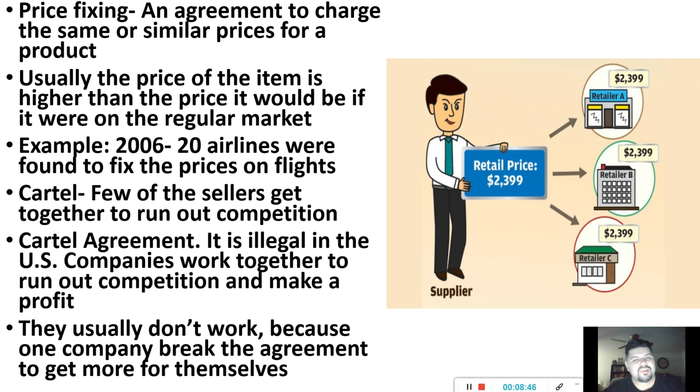Cartel agreements usually don't work because you have to remember, these companies are always looking after themselves. So usually one of them or both of them will break the agreement to basically help themselves. So let's say the competitor is about to go out of business and they're going to sell. One of them will automatically get out of the agreement and try to buy. Or if one of them starts to lose money a little bit more than the other, hey, I'm out. They always think about themselves first. And because of that, these agreements usually don't last that long. Okay.